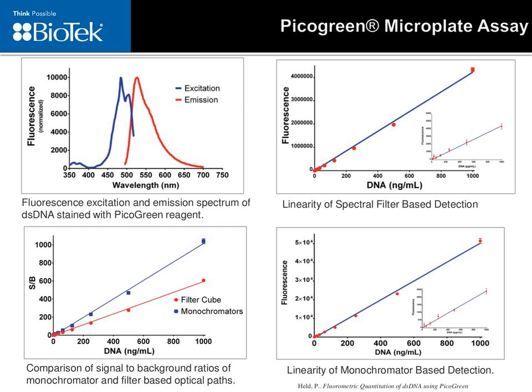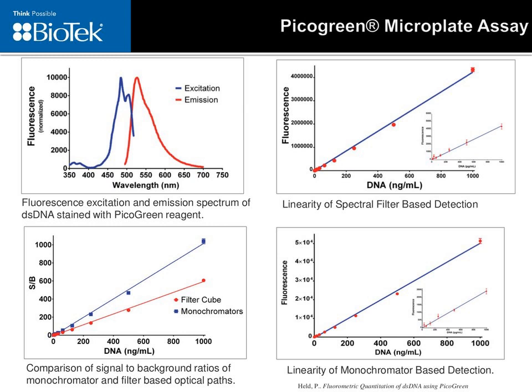If we then go directly below that, we see linearity of monochromator-based detection, again showing excellent linearity. These concentrations are the same concentrations as shown above. Again, we can see near perfect correlation.